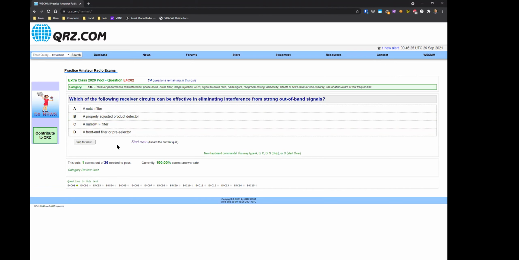Which of the following receiver circuits can be effective in eliminating interference from strong out-of-band signals? D. Delta. Yeah, a front-end filter or a pre-selector. A pre-selector is like a bandpass filter that only allows a certain range of frequencies through, and it can help eliminate interference from stronger signals.